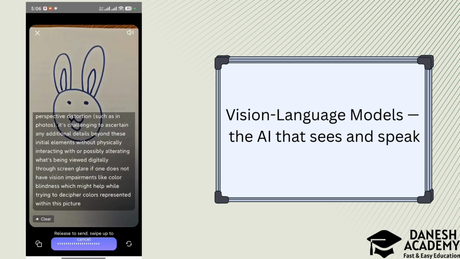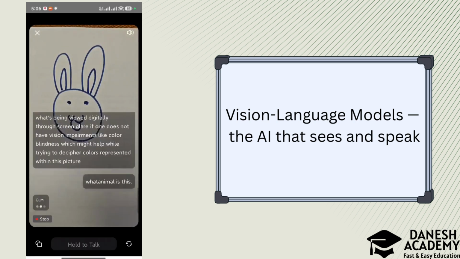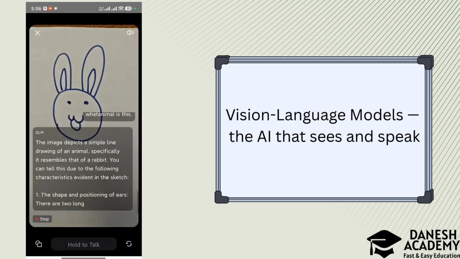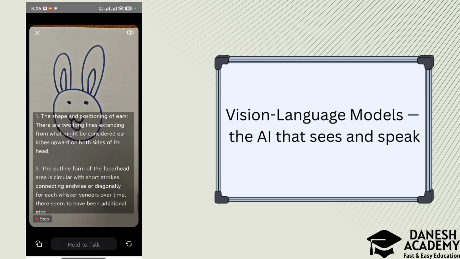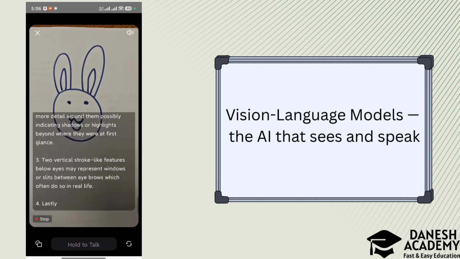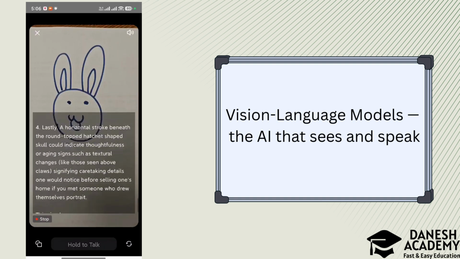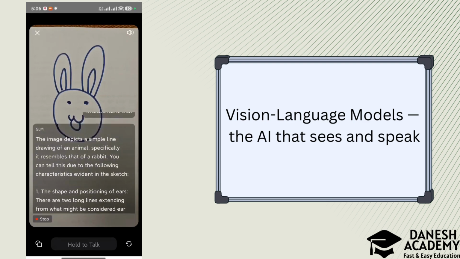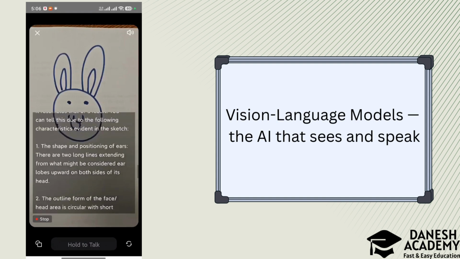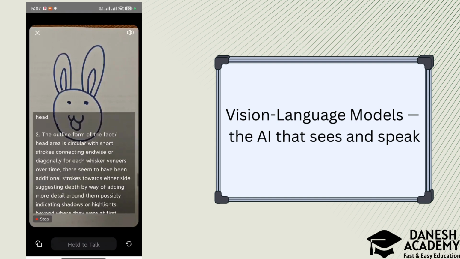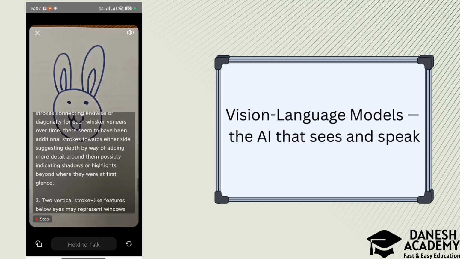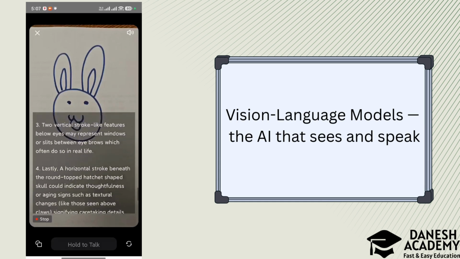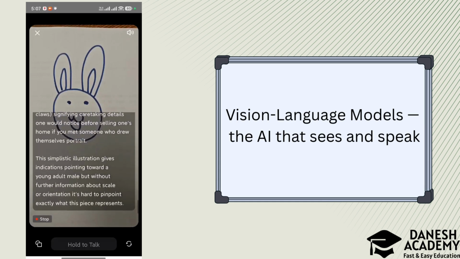What animal is this? The image depicts a simple line drawing of an animal. Specifically, it resembles that of a rabbit. You can tell this due to the following characteristics evident in the sketch. The shape and positioning of ears. There are two long lines extending from what might be considered earlobes upward on both sides of its head. The outline form of the face. Head area is circular with short strokes connecting endwise or diagonally for each whisker.